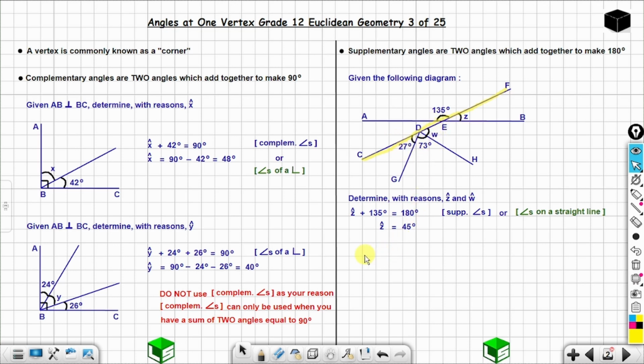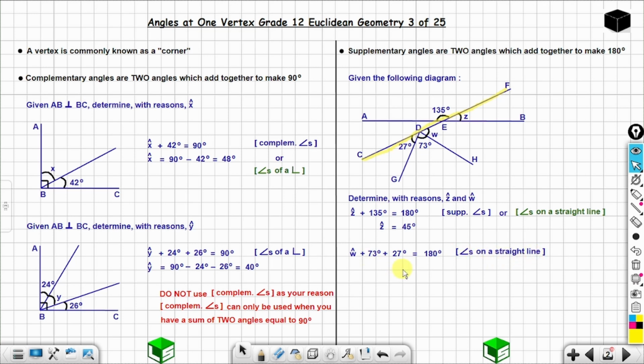So the angle W plus 73 plus 27 is equal to 180 degrees, because this is a straight line. Angles on a straight line, their sum is equal to 180 degrees. The reason will be angles on a straight line.